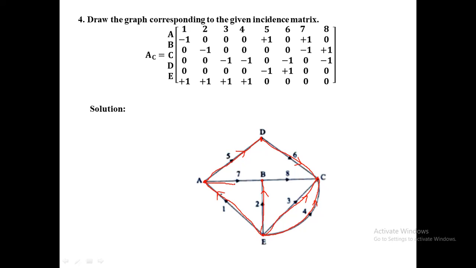Next A and B. Here A and B, the direction B is having minus 1. We put the direction like this. Next last one, here B and C. Just we have to mark the B and C. The direction C is having minus 1. For that we can put the direction towards the C. This is the oriented graph.